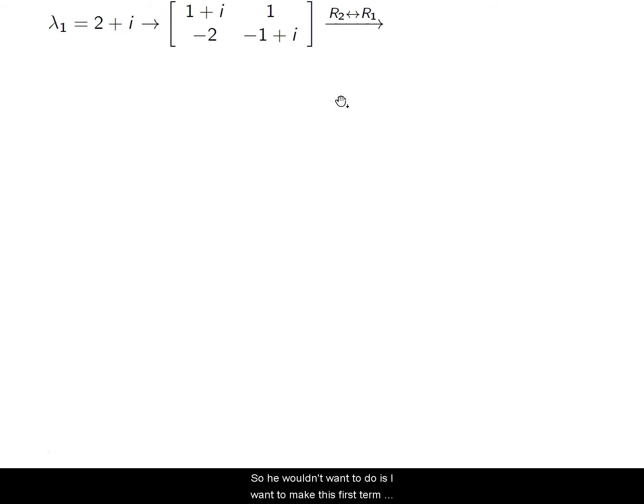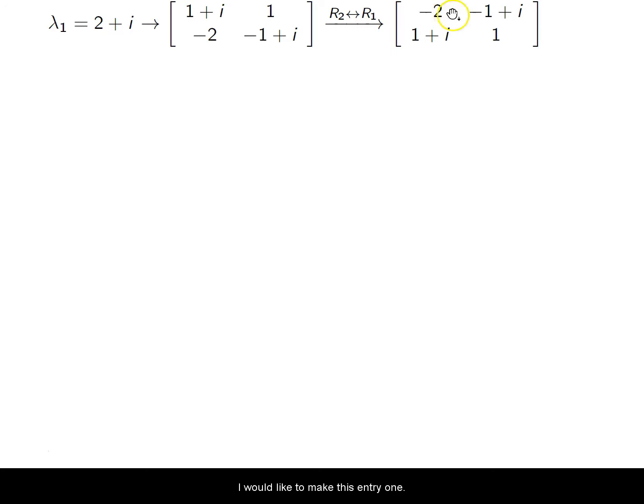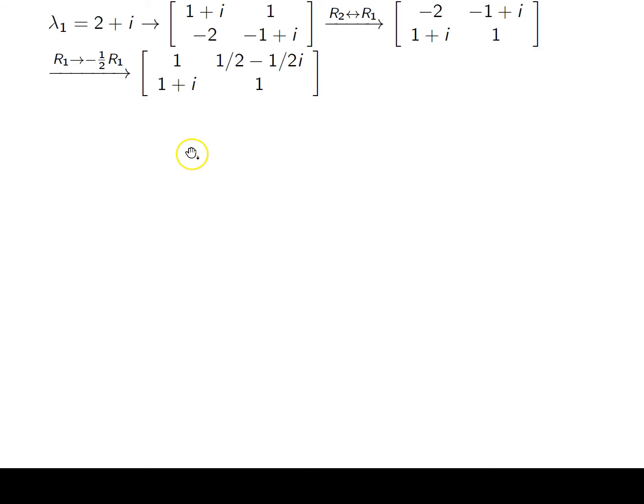Okay. So here what I want to do is make this first term 1. Instead of dividing everything by a complex number, I'm just going to swap these rows. Okay. And so I get this result out, right? Now I would like to make this entry 1. There are a couple of ways to do that. The easiest way, I'm just going to introduce fractions. So I'm going to divide everything by -2. Right. And now I have 1, 1/2 minus 1/2 i, 1 plus i, and 1.